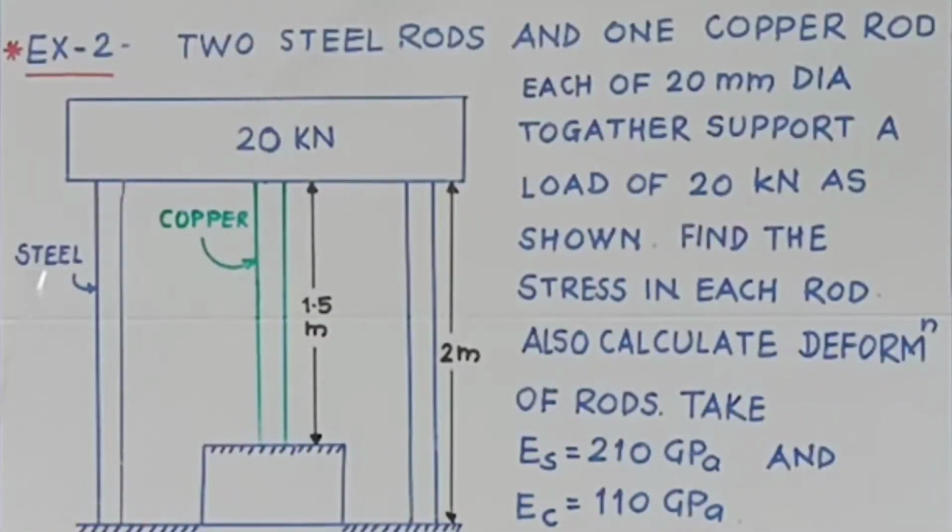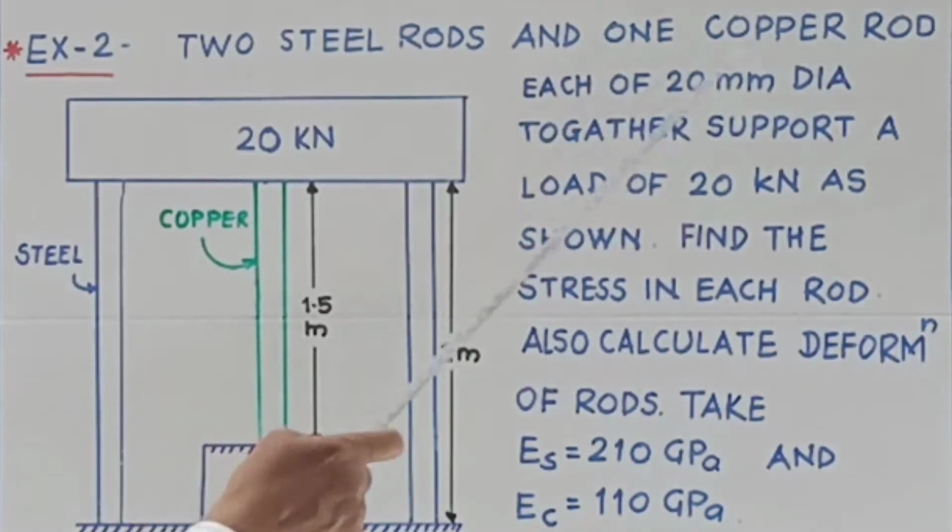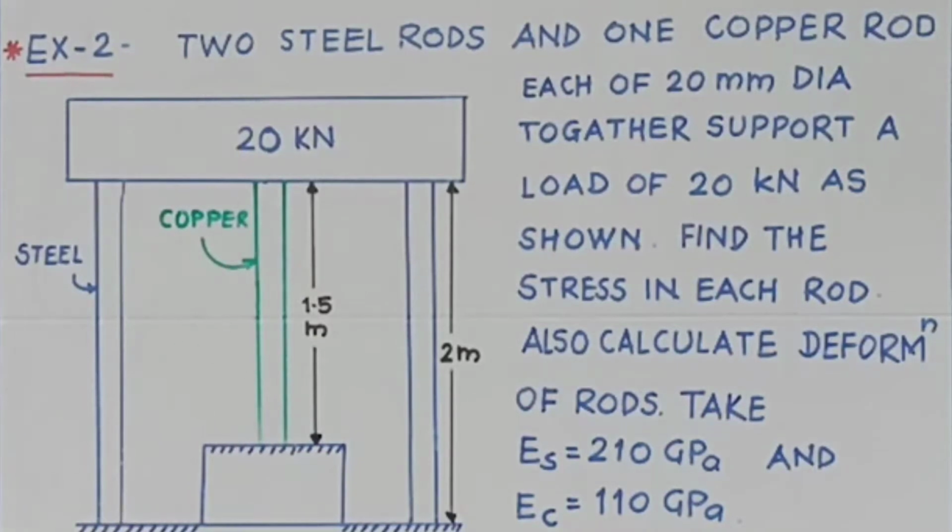Two steel rods and one copper rod, each of 20 mm diameter, together support a load of 20 kilonewton as shown. So this is a steel rod, this is a steel rod, two steel rods, each of diameter 20 mm. Green is the copper rod, it is of diameter 20 mm.